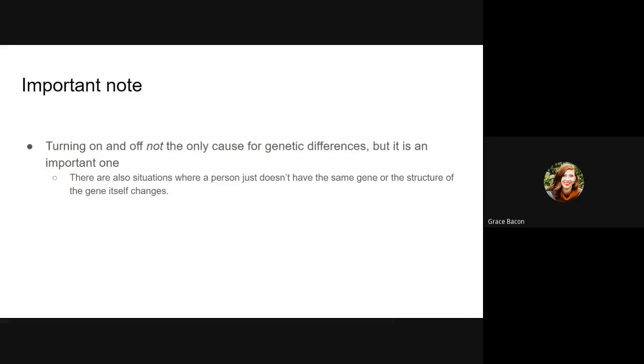Quick important note is that turning genes on and off is not the only cause for genetic differences, but it is an important one. There may be situations where a person just doesn't have the same gene, or things that will lead to the actual structure of the gene changing. For right now, we're just thinking about genes turning on and off, though.